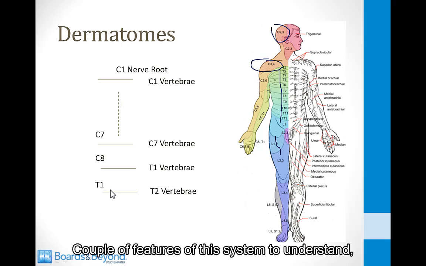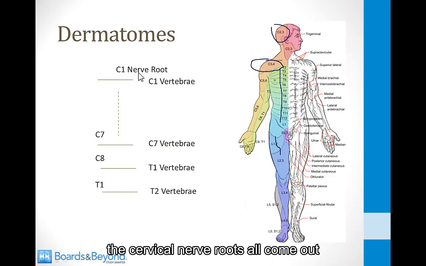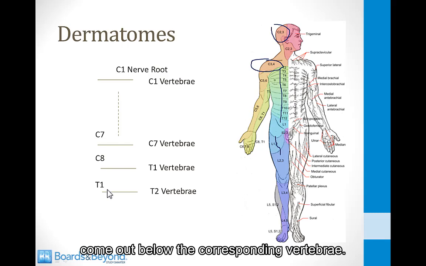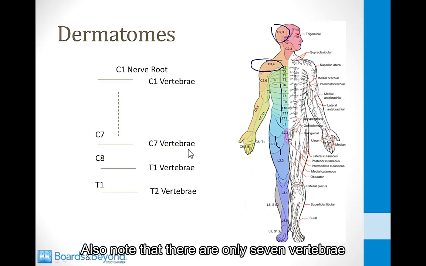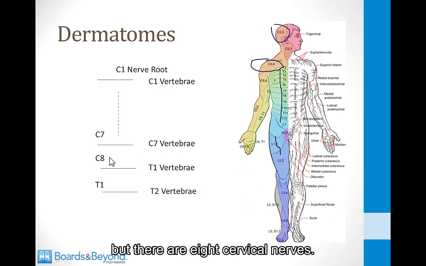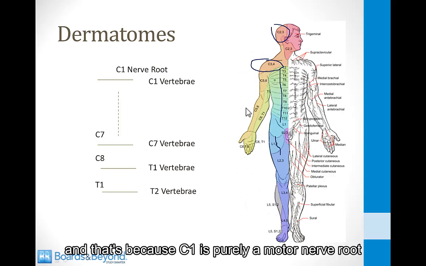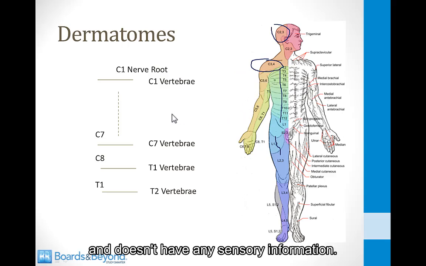A couple of features of this system to understand. The cervical nerve roots all come out above the corresponding vertebrae except for C8. After that, all the nerve roots come out below the corresponding vertebrae. Also note that there are only 7 vertebrae in the cervical region, but there are 8 cervical nerves. And then one final peculiar thing to note about this system is there is no C1 dermatome, and that's because C1 is purely a motor nerve root and doesn't have any sensory information.